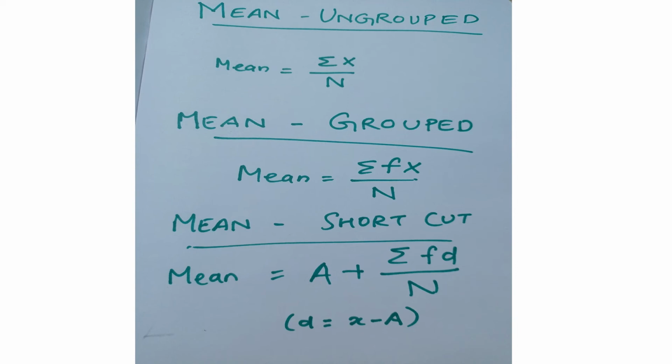Next one, mean shortcut. You can calculate mean through a shortcut. Mean equals A plus summation of fd divided by N. Here capital A represents the assumed mean, and the deviation d equals x minus the assumed mean. I'm sure you will get it, because this is one of the easiest topics in statistics. We will definitely do practical problems and you will have more understanding of it.